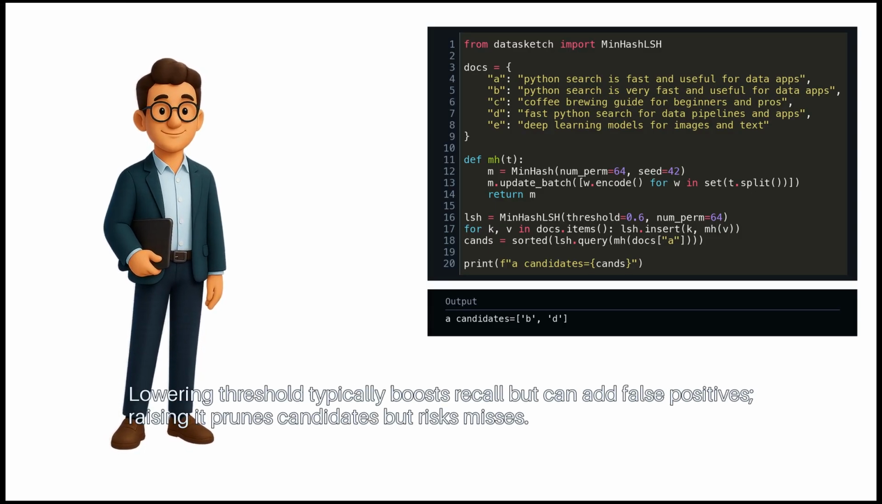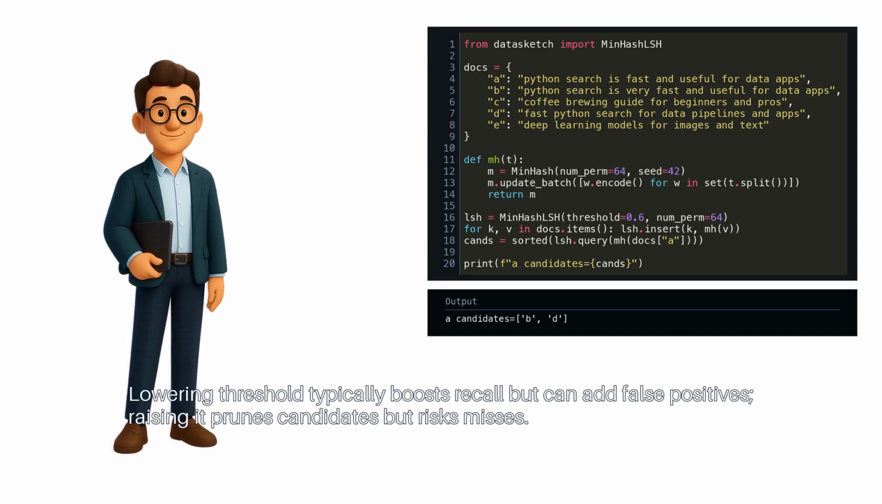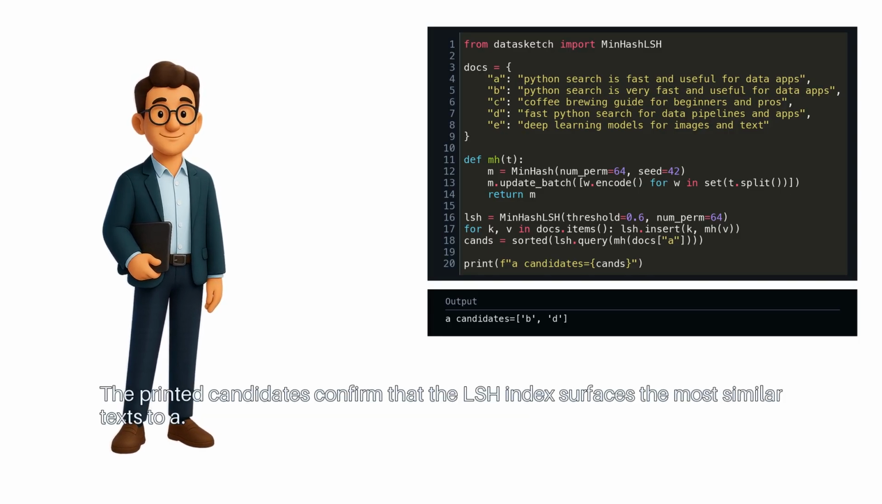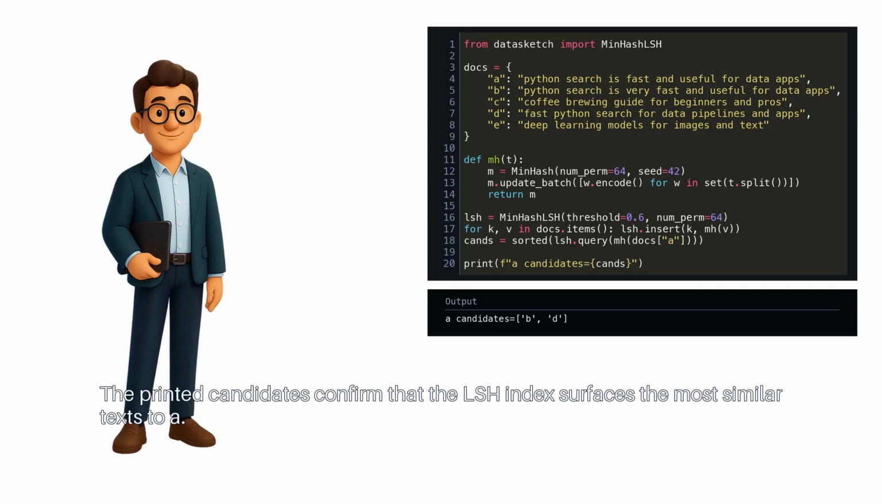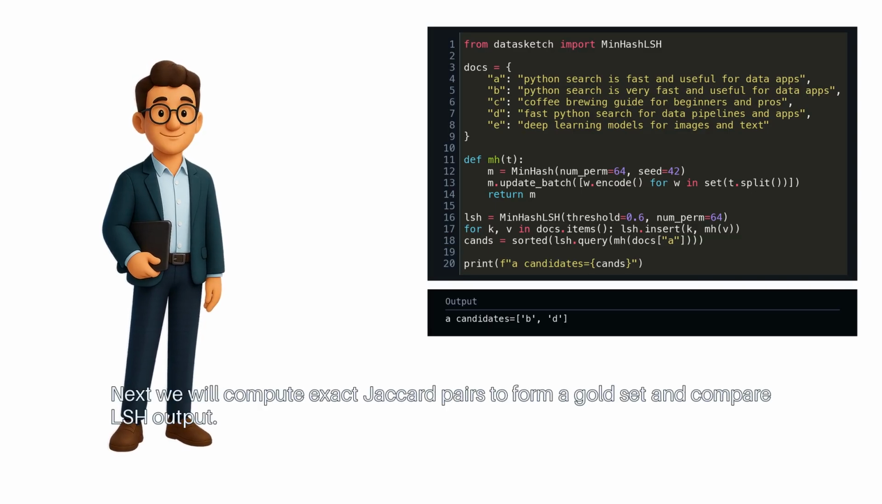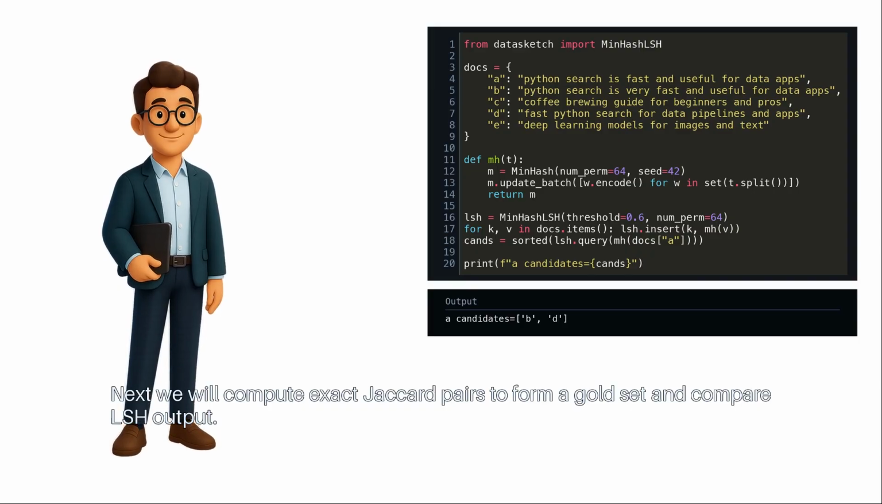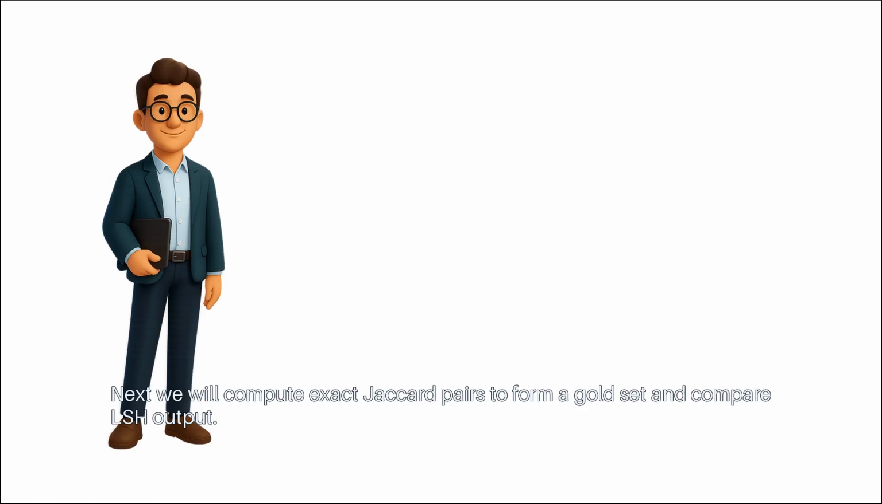Lowering the threshold typically boosts recall but can add false positives. Raising it prunes candidates but risks misses. The printed candidates confirm that the LSH index surfaces the most similar texts to A. Next, we will compute exact Jaccard pairs to form a gold set and compare LSH output.